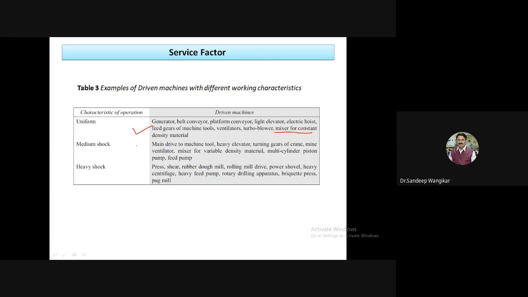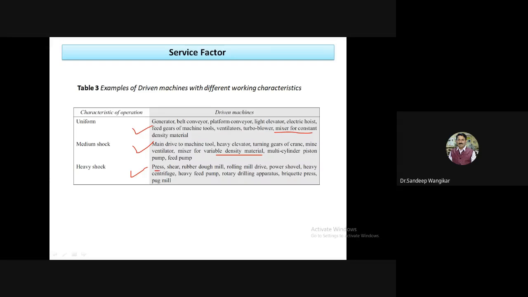Then medium shock at driven side. So main drive to machine tool, any machine tools, heavy elevators are there for up and down motions. Then turning gear of a crane, mine ventilators, mixer of variable density material. So material is having some variable density. Then the same mixer with constant density, uniform, with variable density, it will go for medium shocks. And heavy shocks, we all have discussed or know this application of heavy shocks.